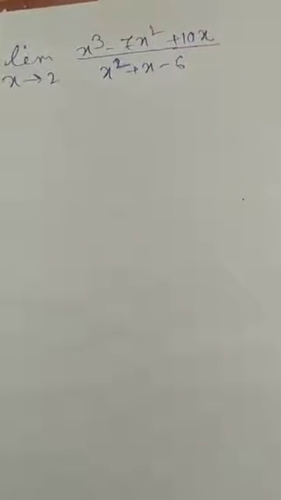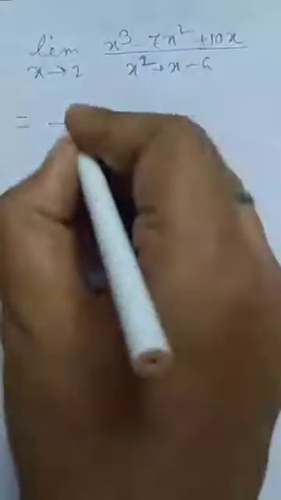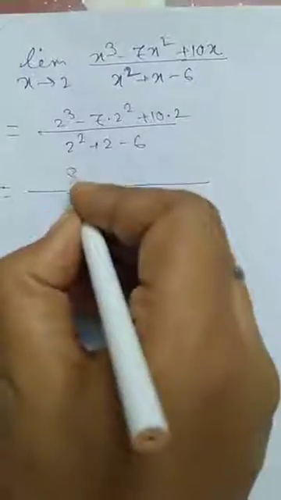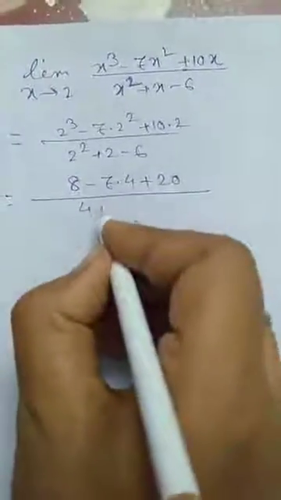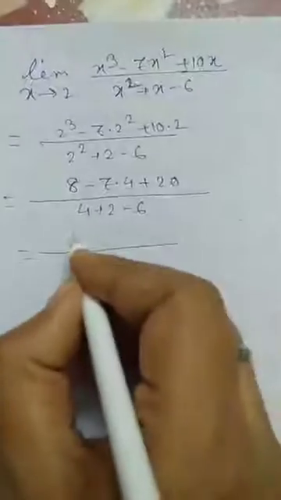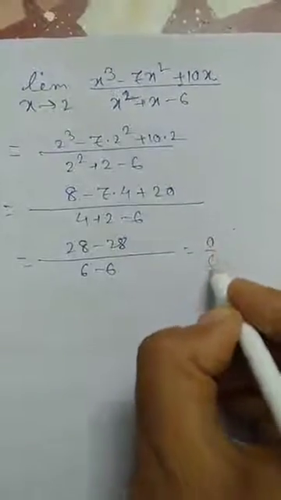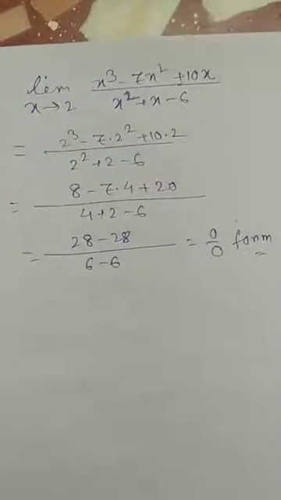Now we see the next problem, limit x tends to 2 (x^3 - 7x^2 + 10x)/(x^2 + x - 6). First of all we put x is equal to 2 in here, that means 2^3 - 7 into 2^2 + 10 into 2 by 2^2 + 2 - 6, which is equal to 8 - 7 into 4 + 20 by 4 + 2 - 6, and this is equal to 28 - 28 by 6 - 6, that means 0 by 0 form. So we apply L'Hospital's rule.